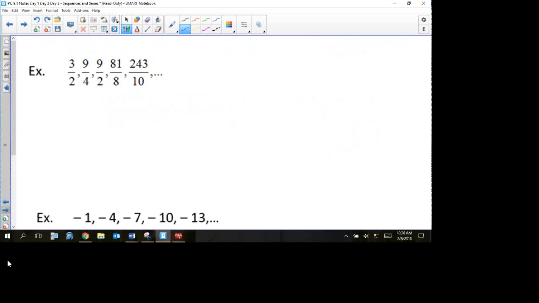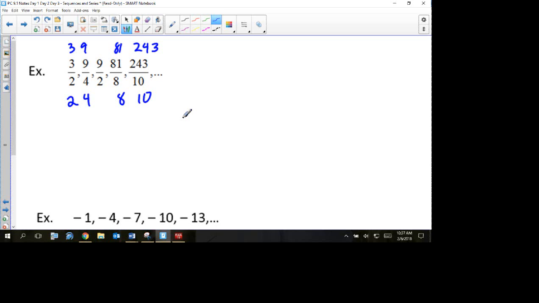Fractions can be much easier if you think about them as just being 2 separate problems. Look at all the numerators, and look at all the denominators separately. 3, 9, 81, 243. I didn't write one on purpose. 2, 4, 8, 10. I didn't write that one on purpose because it didn't fit the rest of the pattern.